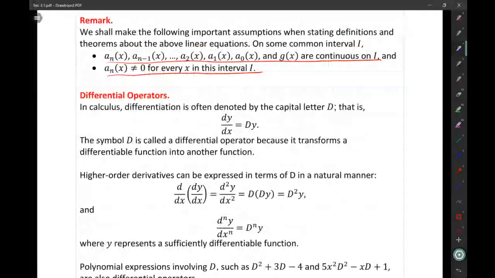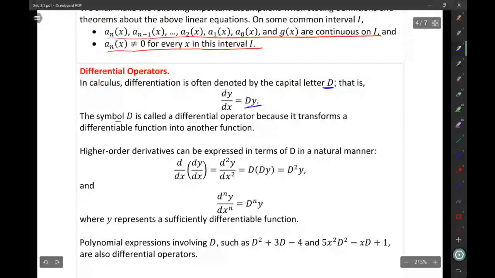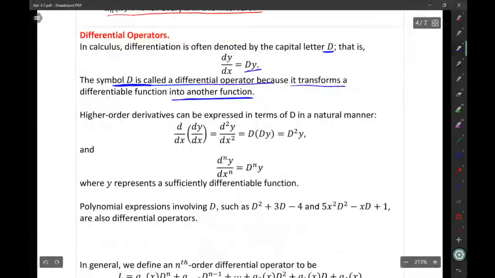Now, the capital D here is called the differential operator, which transforms a function into another function. For example, d/dx of dy/dx is D squared of y. And in general, the nth derivative d^n y/dx^n is D^n of y, where y here represents a differentiable function with respect to x.